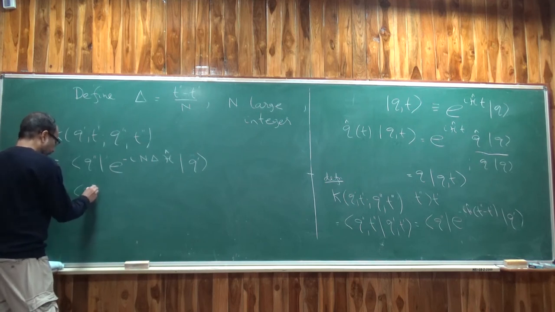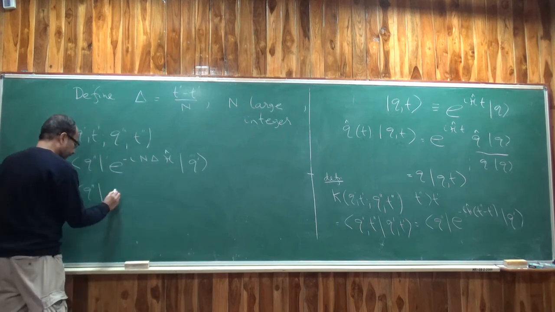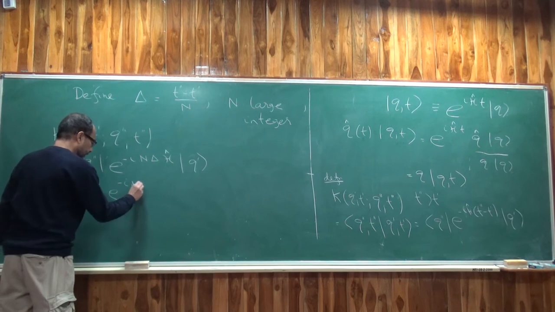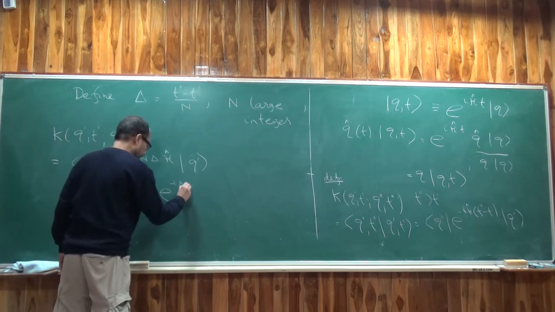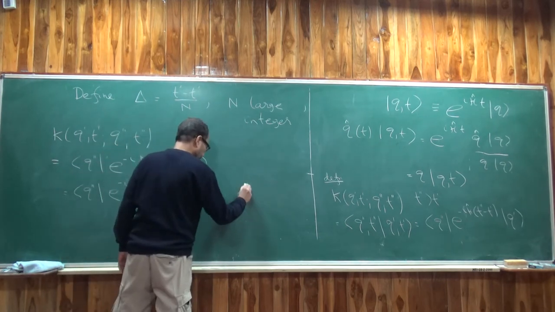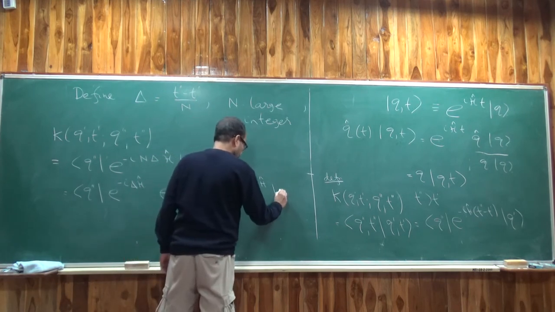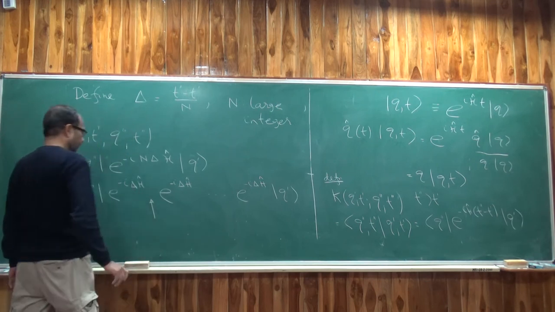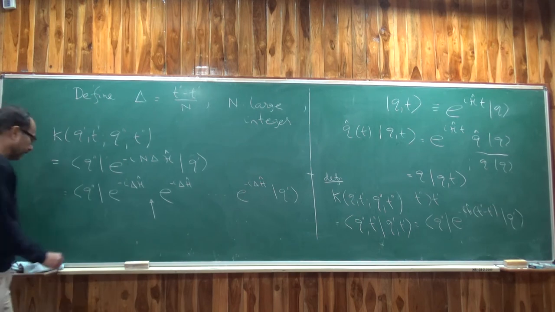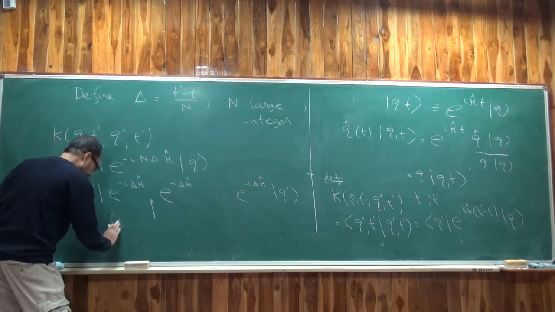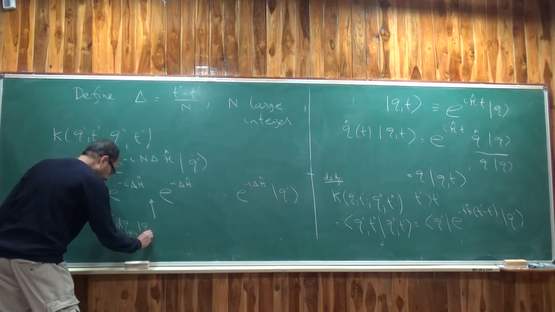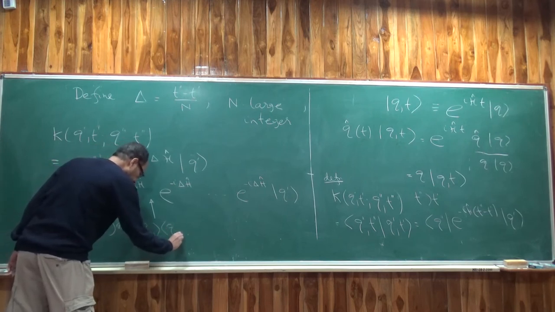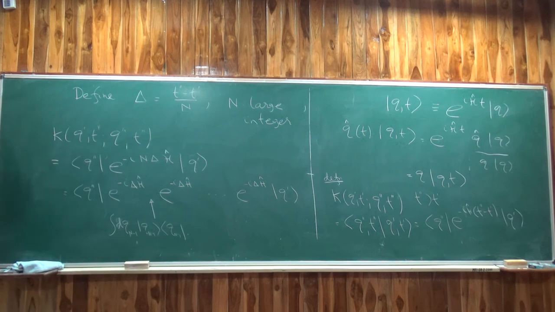But now I will write this as a product of n factors of this kind. And now I insert a complete set of states here, which we'll take to be the position eigenbasis. So integral, let me call this variable dq_{n-1}. This is the identity.